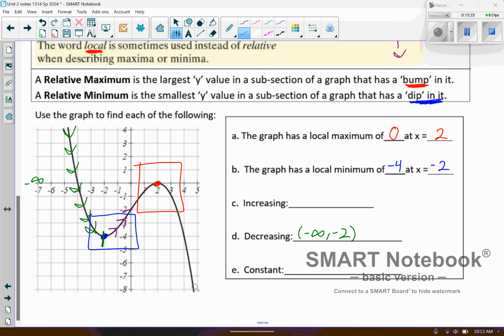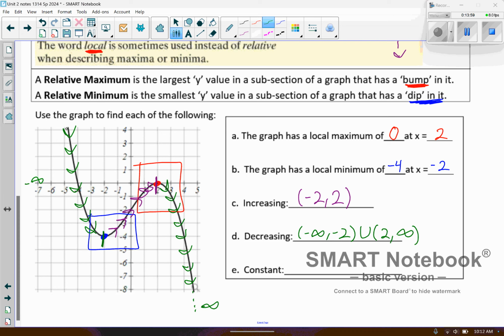So we're increasing until we get to that local maximum over here. We're increasing from -2 to 2. Between when x is -2 and 2, the y values are increasing. And then last, we start to decrease again right here, going down indefinitely. So we're decreasing from 2 all the way to infinity.